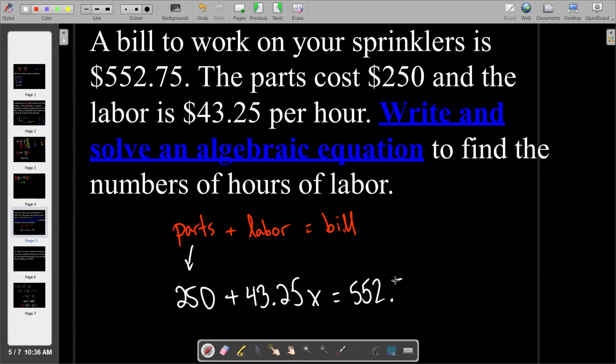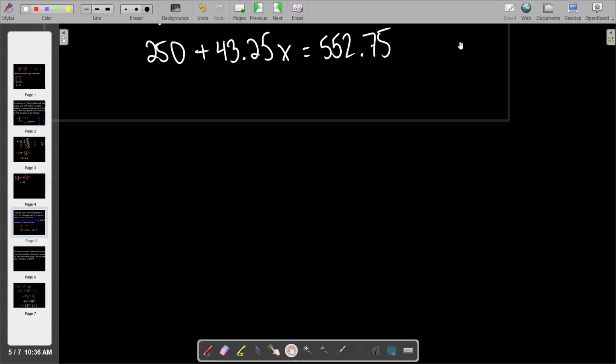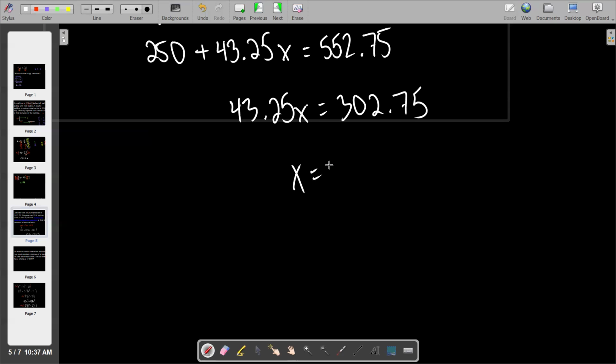$552.75. So the first thing that I will look for on Monday evening when I'm grading your tests is right there on the board. You don't have that, I'm gonna have some pretty negative things to think and say. That's a variable equation, an algebraic equation. Clear? Awesome. Now to solve it, you could do this in your sleep. I would subtract 250 from both sides. And I would get 43.25x equals, what's that? 302.75. Thank you, 302.75. And then I would divide both sides by 43.25 and I would get x equals 7.